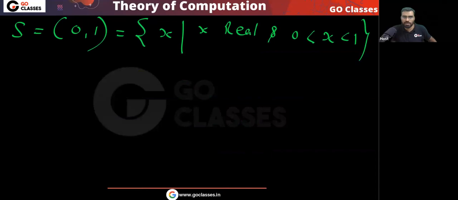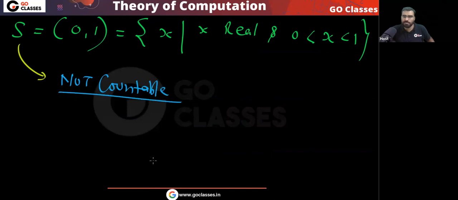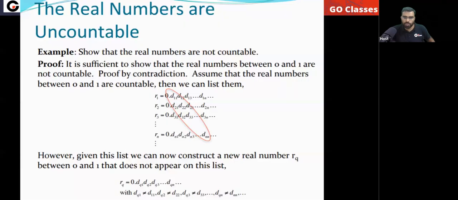I hope you understood. So I can say finally this set, which is all the real numbers between 0 and 1, is basically not countable. This is what we have proved. Formal proof we have done. Okay. So now, do you agree that the set of real numbers is uncountable? Please tell me.